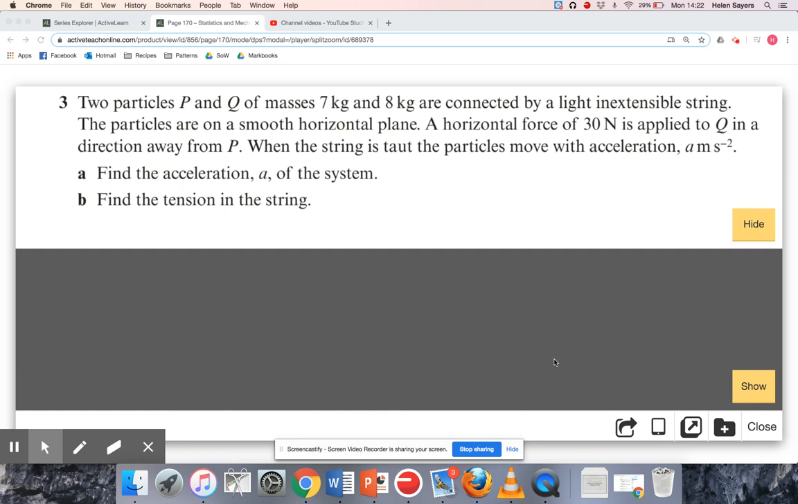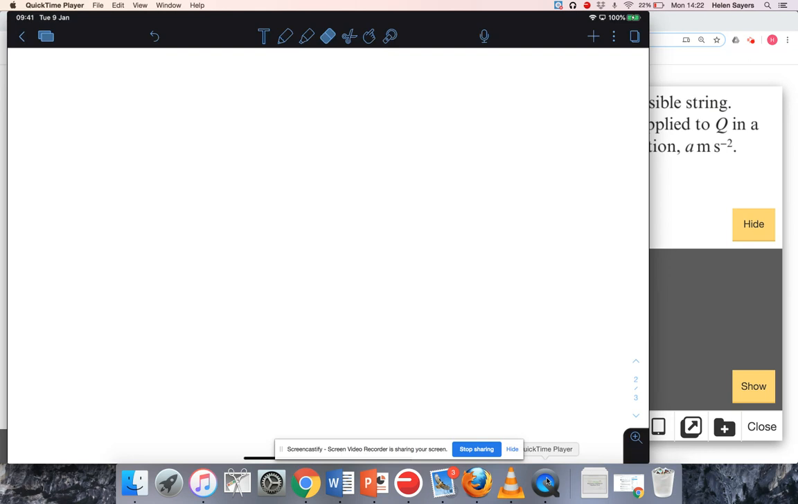Okay, question 3, we've got two particles, we're given both of their masses and they're connected by a light inextensible string. It's a smooth plane, so we don't need to worry about friction, and we're told the force is applied to Q and the direction it is in, and then we're going to be asked to find the acceleration that causes. So let's get that sketched out.